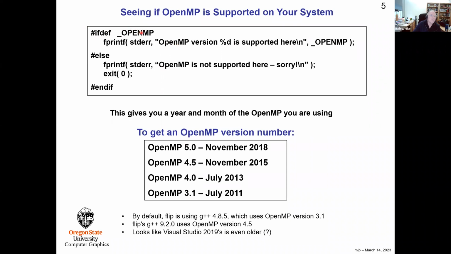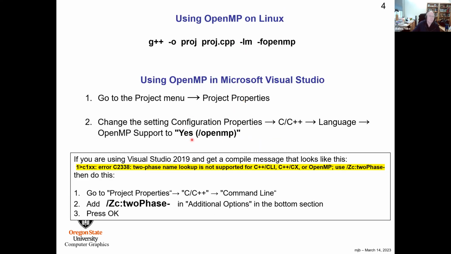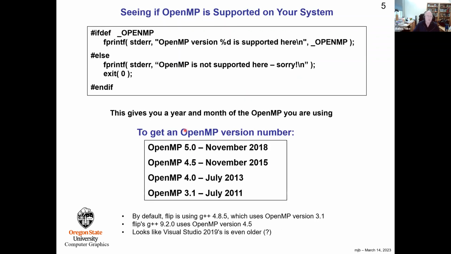Okay, so if that is defined internally, you print this out, and that tells you, yeah, I've got OpenMP here. Pound else, if that's not defined, then OpenMP is not supported on the system you're on. Now, if you're on Visual Studio, what that might mean is you simply haven't turned it on. That is, if you don't turn it on, you will get that not supported message, even though it is supported. You just have to turn it on. And then you might as well exit because you're not going to do anything useful here anyway.